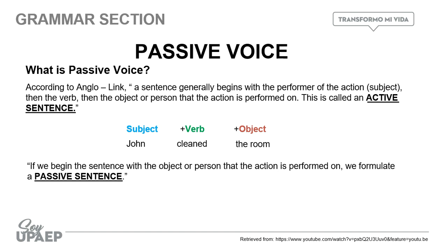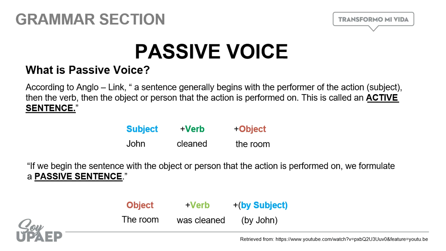But on the other hand, if we begin the sentence with the object or person that the action is performed on, we formulate a passive sentence. For example, in this sentence, the room was cleaned by John. So what is going to happen? The object is going to take the place of the subject, right? So we start the sentence with the room, then we have the verb, and then we have the subject, right? When it is passive voice, it becomes the agent.